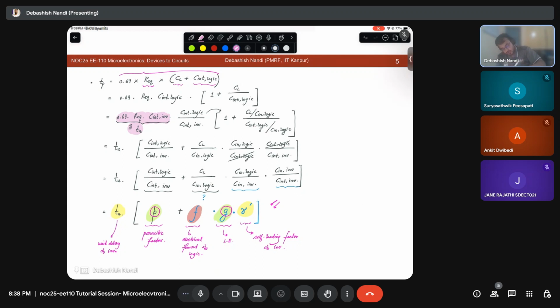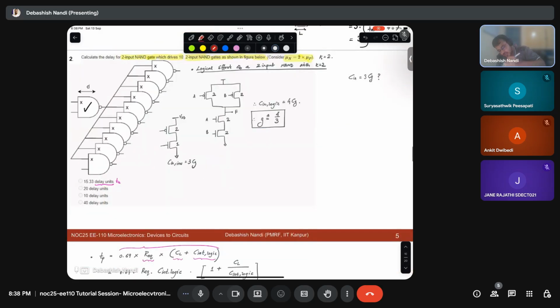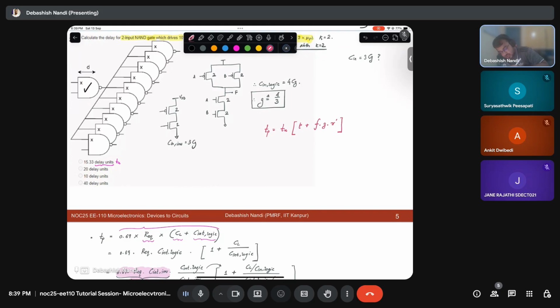So now from this circuit, let us calculate. So TU, we have the formula as TP equal to TU times (P plus FG gamma dash). G we know, TU we do not have to calculate. So we need to calculate gamma dash. What is gamma dash? That is an inverter property. That is your self-loading factor.